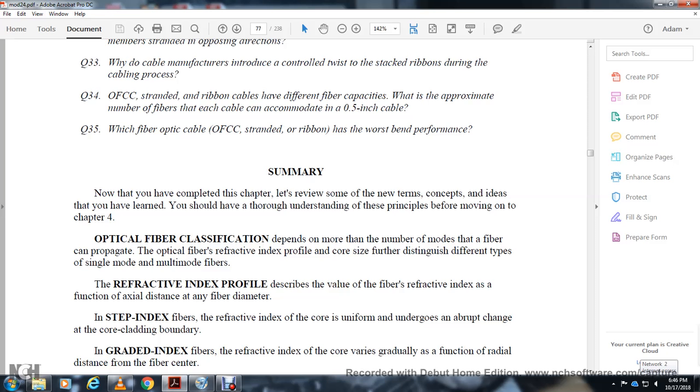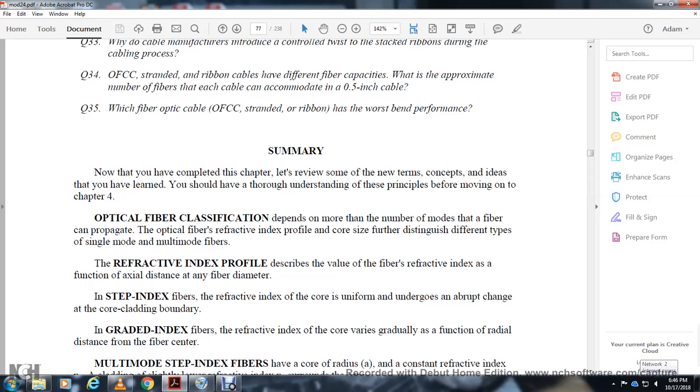Optical fiber classification depends on more than one measure. The refractive index profile of the optical fiber further distinguishes single mode and multimode fibers. The refractive index profile describes the behavior of the fiber's refractive index as a function of the radial distance from the fiber axis. In a step index fiber, the refractive index of the core is uniform and undergoes an abrupt change at the core cladding boundary.